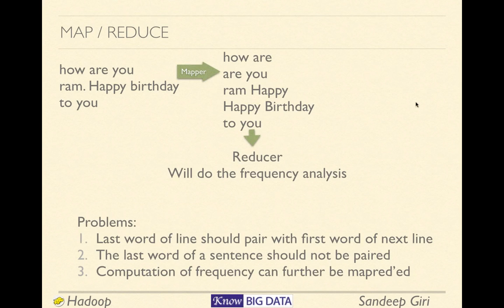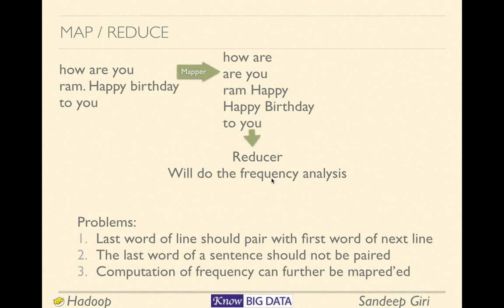Let me just go through the various problems myself. First, the last word of a line should pair with the first word of the next line. Like "you" has to come here because Ram is following "you", so after "you" we should have one pair, Ram. But since the mapper is executed line by line, that is not possible right now. The second one is that the last word of a sentence should not be paired. Here we have paired Ram with Happy. We cannot pair that because Happy did not really come after Ram, as that's a different sentence altogether.